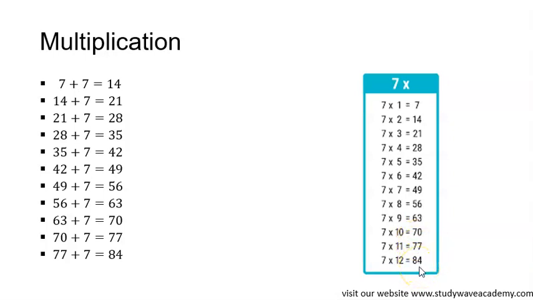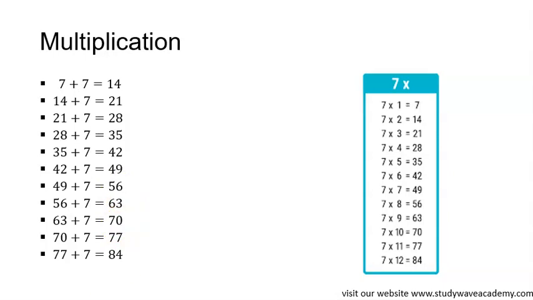So multiplication is about adding again. It's like adding, just adding that number repeatedly. Do you understand? 7 plus 7 is 14. 14 plus 7 is 21. You keep on adding 7 to the answer you have. Okay? Do you understand that? Good.